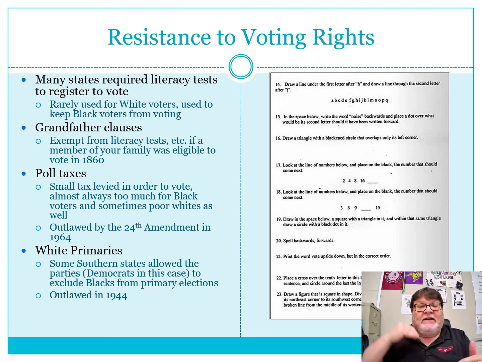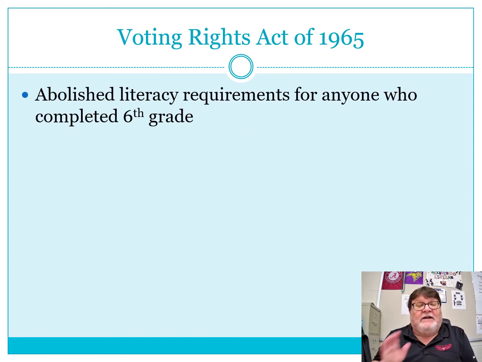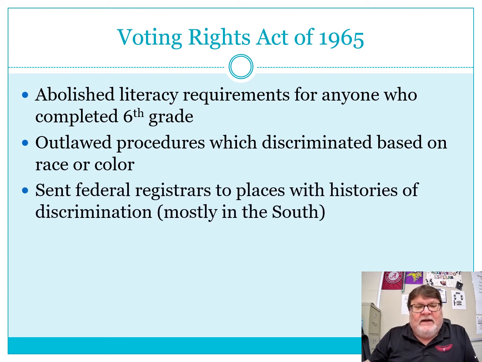So these things happen, and that's what led to the Voting Rights Act that we're going to talk about momentarily, which gets to why it was passed. So let's get to it. The 1965 Voting Rights Act abolished literacy requirements for anyone who completed 6th grade. Okay, boom, that's done. And most people by that time are going to at least finish 6th grade. It outlawed procedures which discriminated based on race or color, so things like perhaps poll taxes and stuff like that. They're going to be outlawed, although those were outlawed the year before.